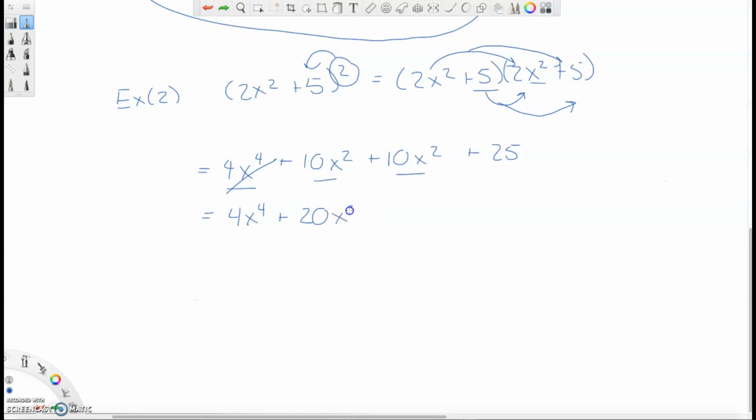20x squared. Remember, the x squared does not change. Cross those out, plus 25, because this has no matching guy. Cross him out. Check your work. We should have no more like terms here, and we should have a completely simplified expression down here.